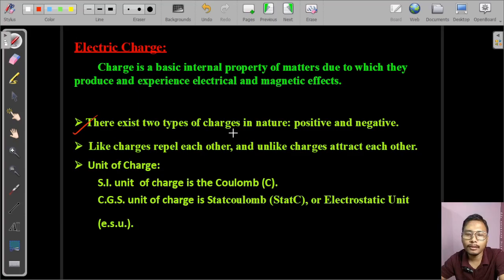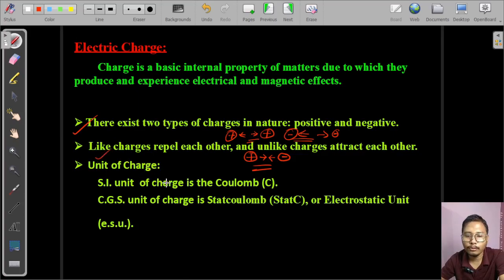Like charges means charges of the same sign. They repel each other. But unlike charges, that means charges with opposite signs, they attract each other like this, and like charges repel like this.